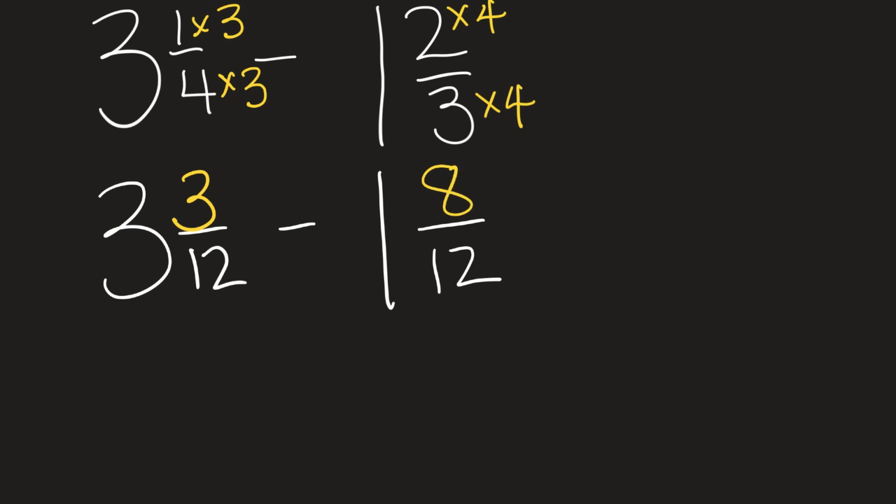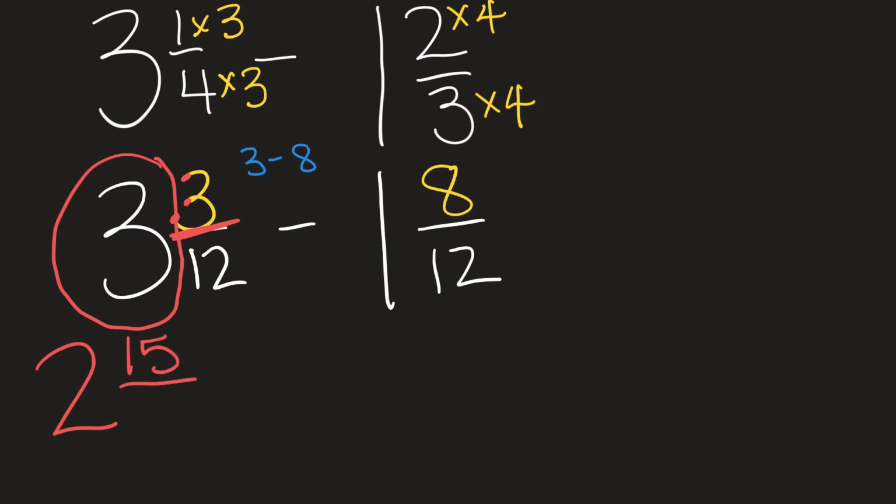Next, I'm going to look at those numerators. Can I take 8 away from 3? In 5th grade, the answer is no. I cannot take 8 away from 3 because I don't have enough. So I'm going to borrow from my whole number. So that would become 2 and 12/12. But I can't write the 12/12 because I have to add the 3 in. So 12, 13, 14, 15. So it becomes 2 and 15/12 minus 1 and 8/12.